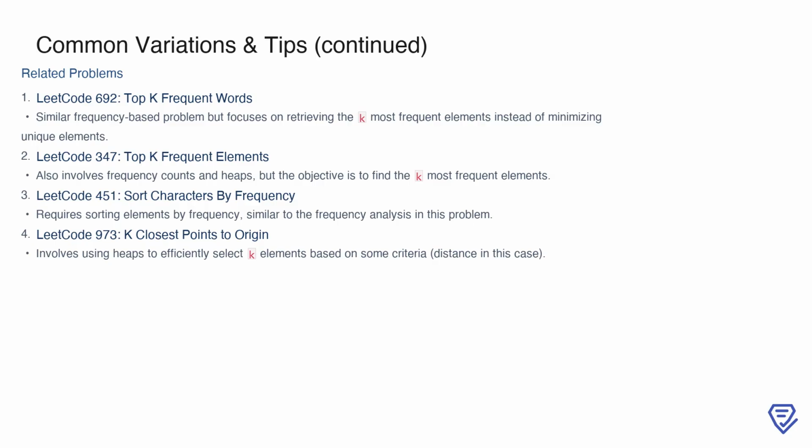Finally, LeetCode 973, k closest points to origin, involves using heaps to efficiently select k elements, though the criteria in that case is distance. Exploring these problems can deepen your understanding of frequency-based techniques and heap operations.